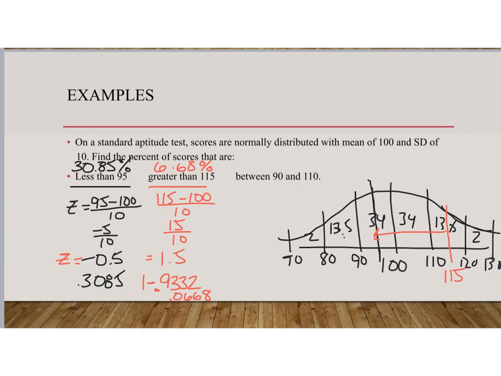Okay, between 90 and 110. For this problem, 90 is right here, 110 is right here. This is one that should be just memorized. We wouldn't have to use the chart at all. It's those two percentages. It's within one standard deviation, which would be 68%.